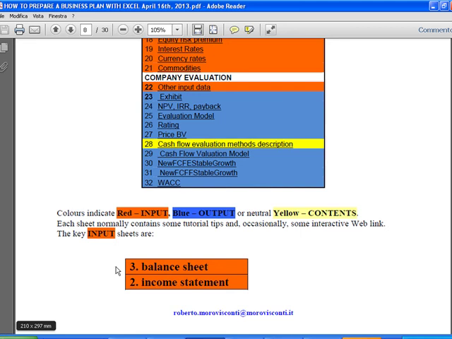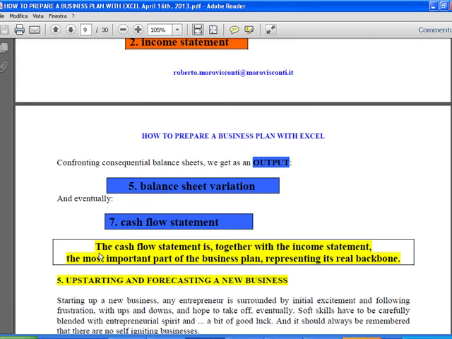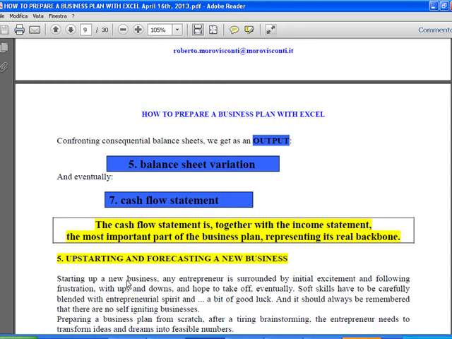We have, as I told you, input data and then output data. The cash flow statement is, together with the income statement, the most important part of the business plan, representing its real backbone, its skeleton. The core part of the business plan is represented by the income statement. It means projections of revenues and costs across time, and also a comprehensive cash flow statement. How much cash and liquidity you're hopefully going to generate, remembering that cash is king, and without proper cash generated, you cannot survive long across time.